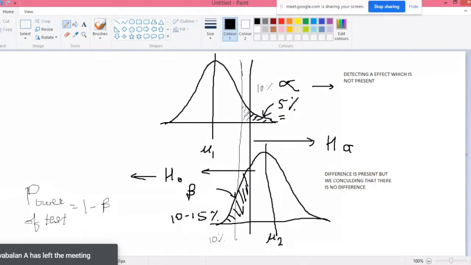And if this alpha is 1%, we say it is highly significant. So 1% significance level is considered for critical applications such as pharmaceuticals, aerospace, or medical equipment. Where criticality is more, we go for 1% risk. Otherwise, standard is 5% alpha risk and 10 to 15%, normally 15%, beta risk.